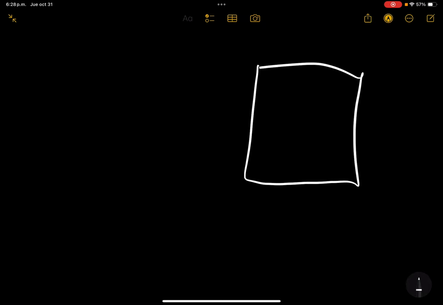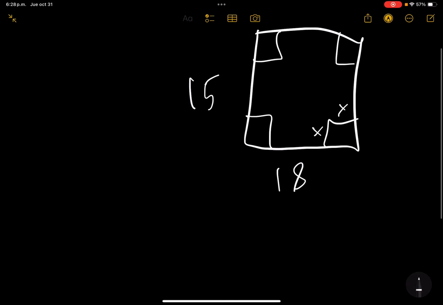Ricardo is making an open-top box by cutting squares out of a corner piece of paper that is 15 inches wide by 18 inches long, and then folding up the sides. So there's these little corners. These little things are X by X. And then it says the side lengths of the square cutouts are X inches. Then the volume of the box, and it gives it to you.